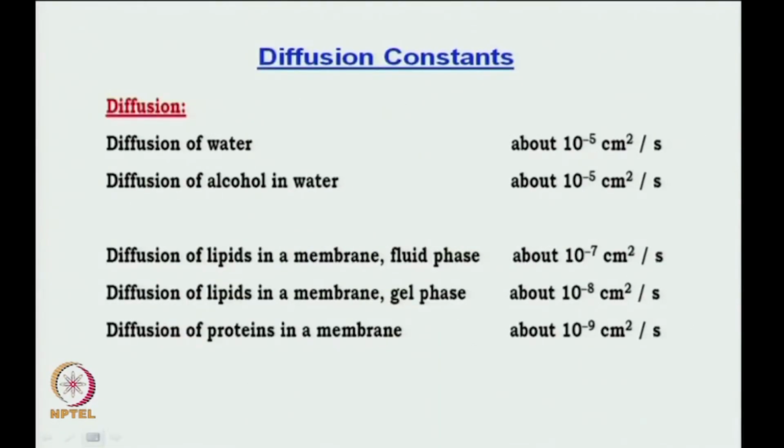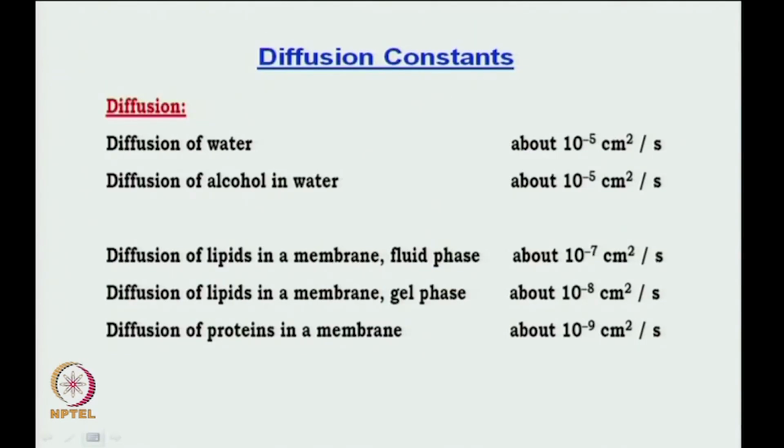And these are some diffusion constants, just to have more ideas. Say diffusion of water is 10⁻⁵ centimeter square per second, this is centimeter square, so meter square you can easily do it. Then diffusion of alcohol in water. Now, look at diffusion of lipids in the membrane. In the fluid phase, where the lipids are fluidic, it is 10⁻⁷ centimeter square per second.